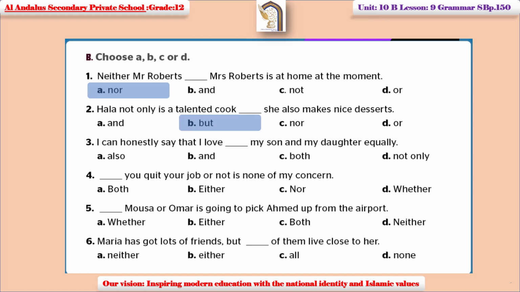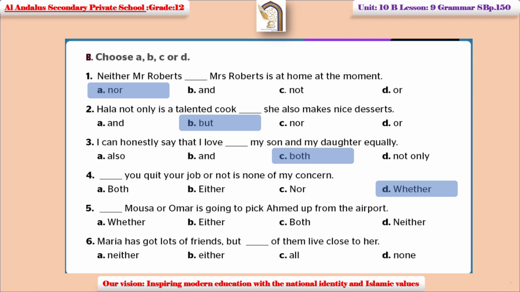Sentence number 3. I can honestly say that I love, wonderful, both my son and my daughter equally. Number 4. You quit your job or not is none of my concern. I'm not interested. That's right. Whether you quit your job or not is none of my concern.